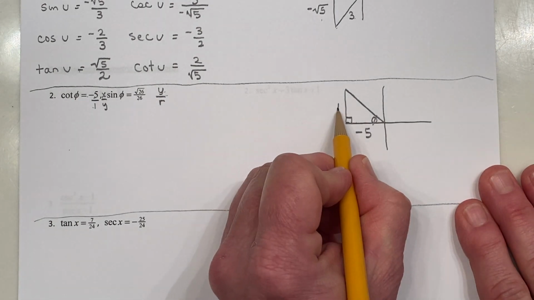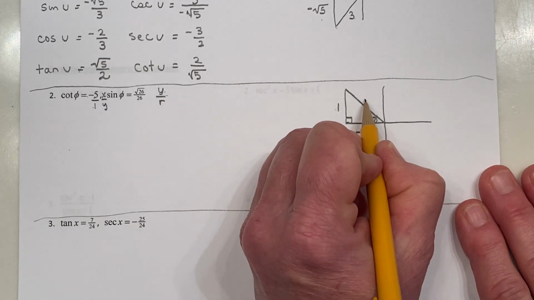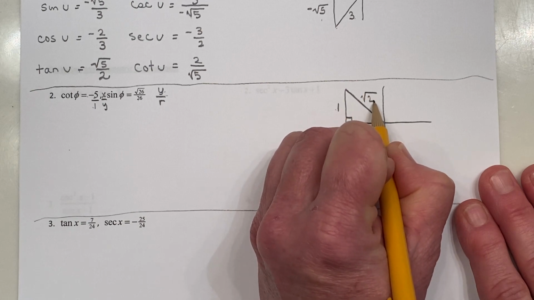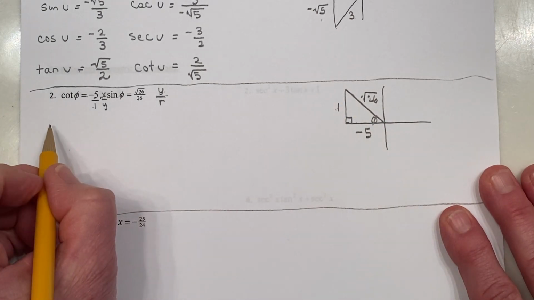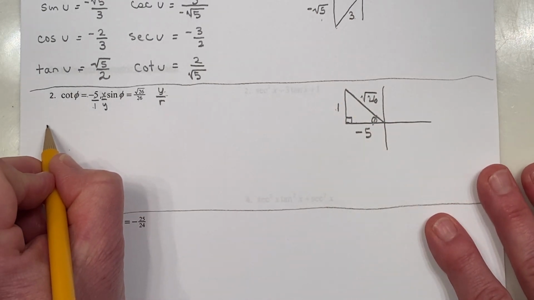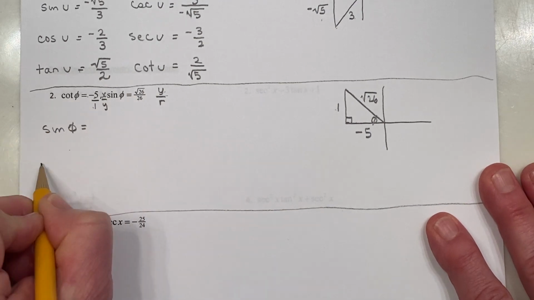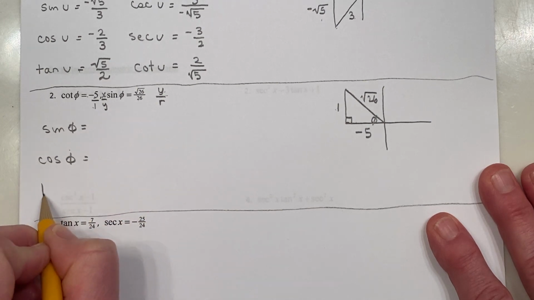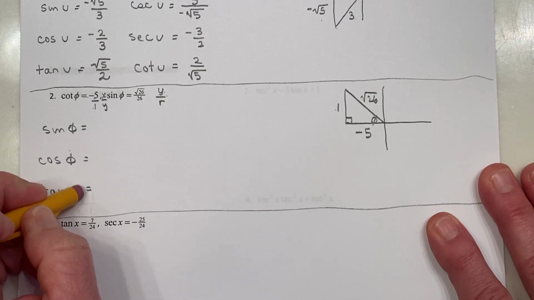Pythagorean theorem: square the 1, square the negative 5, add together, square root to get the length of your positive radius. So that's going to be square root of 26. Now we have all the information we need to come over here and find the remaining trig values. Oh, such a habit to do theta.